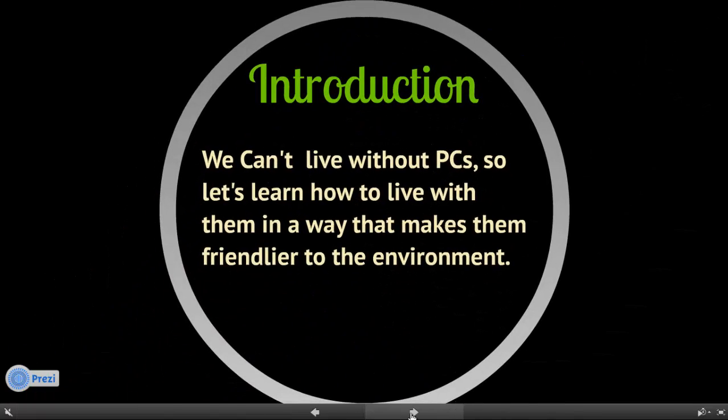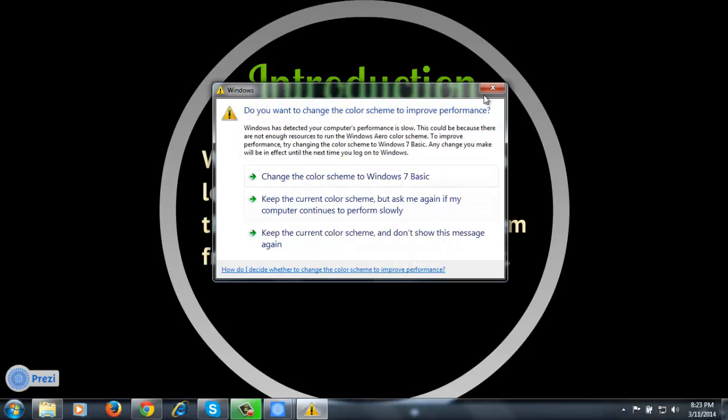Introduction. We can't live without computers. So let us learn how to live with them in a way that makes them friendlier to the environment. Currently, computers consume far too much electricity and generate too much e-waste to be considered an eco-friendly solution by today's standards.